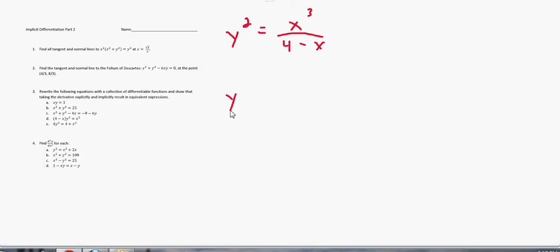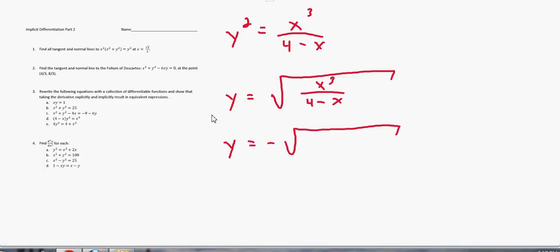And then y is going to be either the positive square root of x cubed over 4 minus x, or y is going to be the negative square root. So y is two functions combined, the positive square root of this thing and the negative square root of this thing.